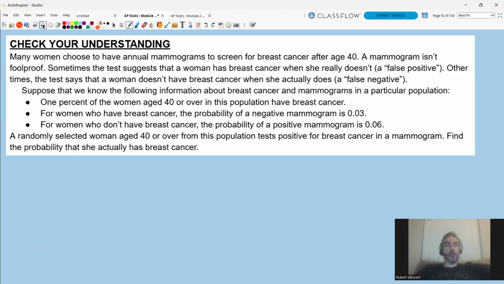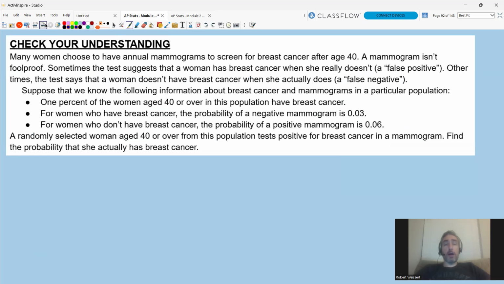All right, let's look at this check your understanding. Many women choose to have annual mammograms to screen for breast cancer after age 40. A mammogram isn't foolproof. Sometimes the test suggests that a woman has breast cancer when she really doesn't, a false positive. Other times the test says that a woman doesn't have breast cancer when she actually does, a false negative.